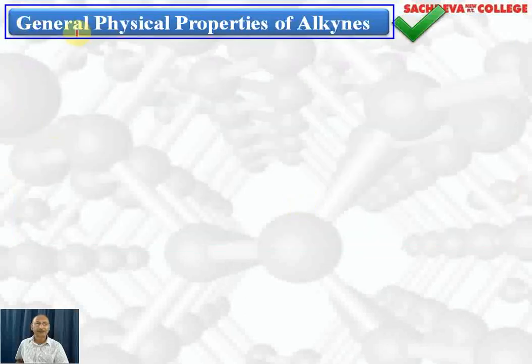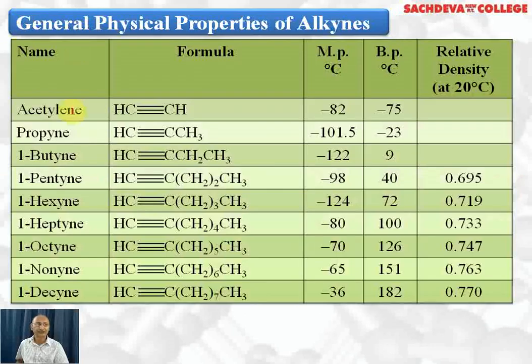Let's take up physical properties of alkynes. Acetylene is the first alkyne and its melting point is minus 82 degrees centigrade, boiling point is minus 75 degrees centigrade. Propyne has melting point minus 101.5, boiling point is minus 23 degrees centigrade. 1-Butyne is minus 122, and 9 degrees centigrade is the boiling point. 1-Pentyne is minus 98 degrees centigrade and 40 is the boiling point.